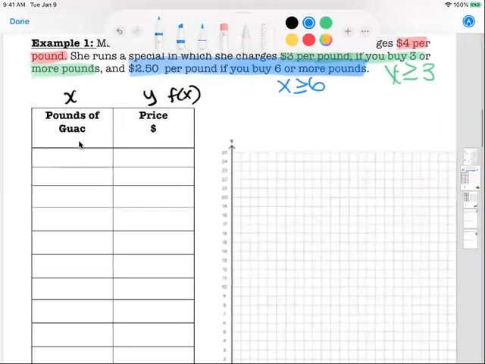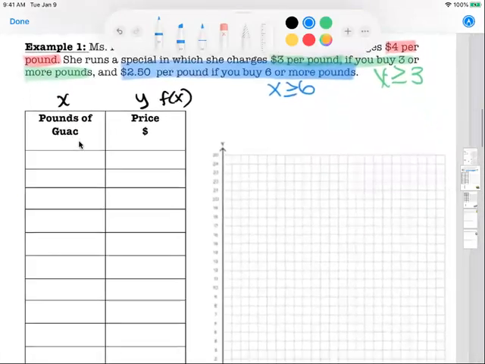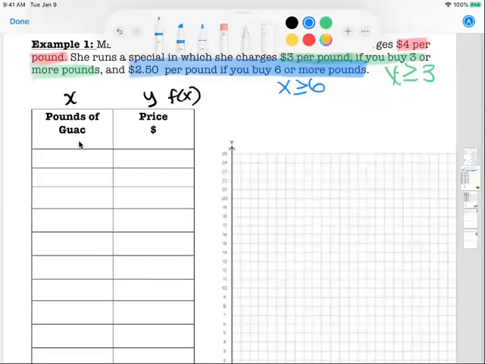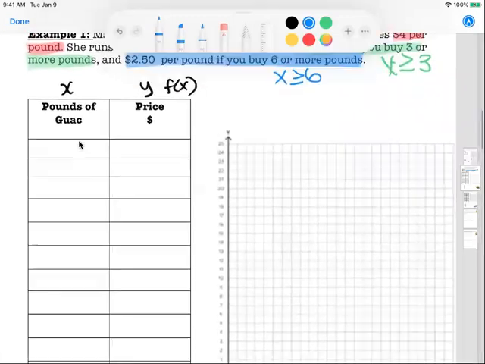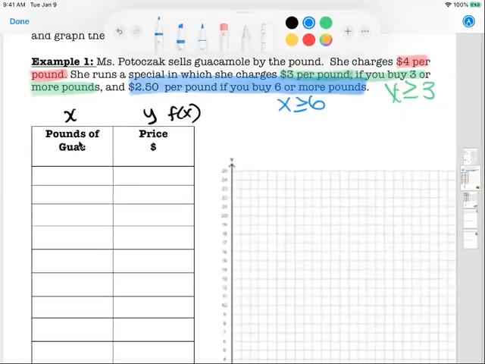Okay, so I've got my 3 pieces of my piecewise. Remember, they don't always have 3. I've been doing all 3 pieces in this so far in our lesson today, but sometimes they have 2, sometimes they have 100 pieces. It really varies. So the first piece says she charges $4 per pound, and that's going to be up till 3.